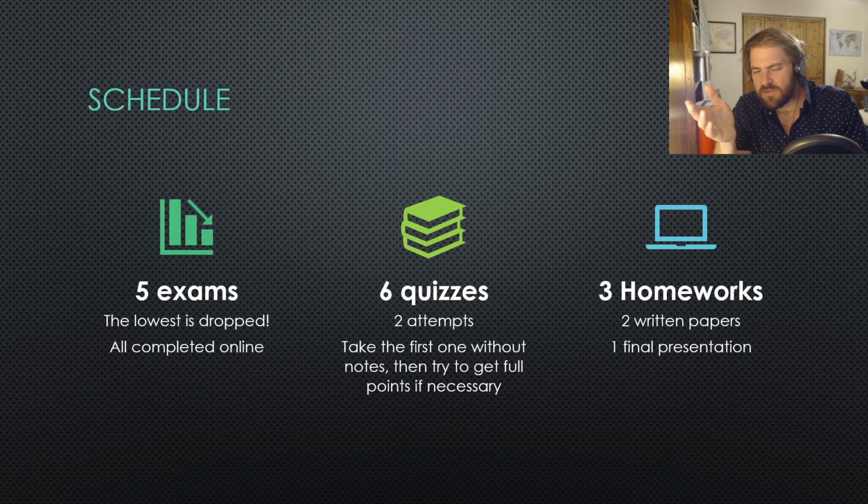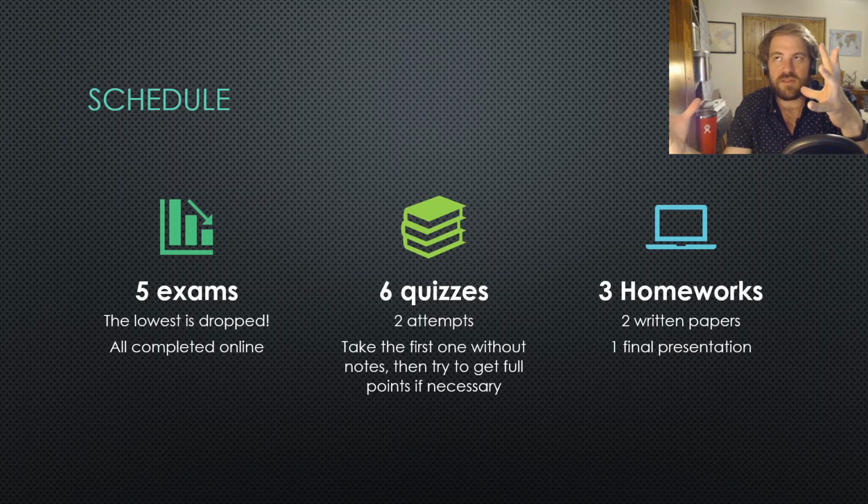It's actually 8 quizzes. Sorry about that. There should be 8. It's 5 exams, 8 quizzes, 3 homeworks. You have a quiz for each week. Oh, it's 7 because we have 7 weeks. There's 8 weeks. The last week is kind of like the finals week, sort of. There's 7 quizzes. 5 exams, 7 quizzes, 3 homeworks.